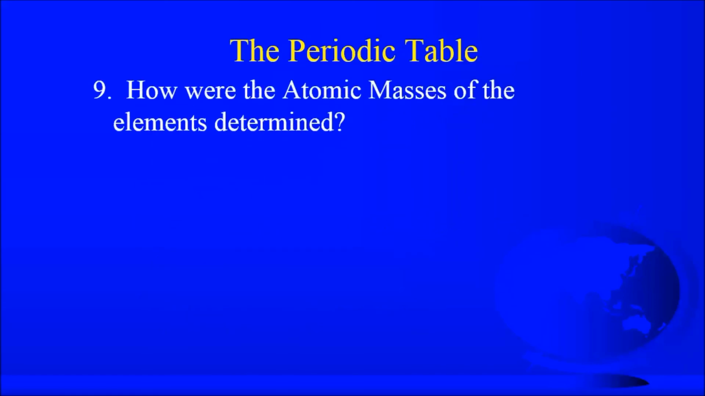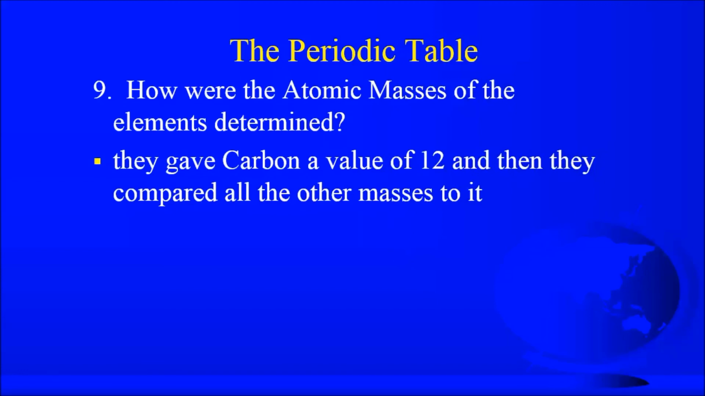And how were the atomic masses of the elements determined? Well, basically, it's this simple. They said, okay, carbon is so important to us. We are mostly made up of carbon, or at least the solid part of us. We're carbon-based life forms. We will make carbon's mass 12. And then everything else was compared to it. So chlorine was 3 times heavier than carbon, so guess what became chlorine's atomic mass? 36. If you were 1/12 the mass of carbon, like hydrogen, then your mass was 1.